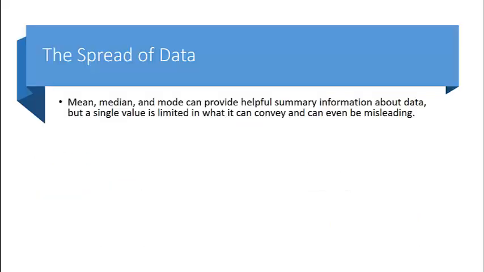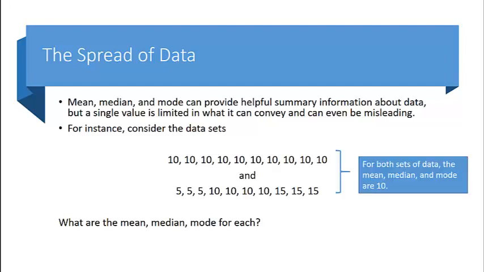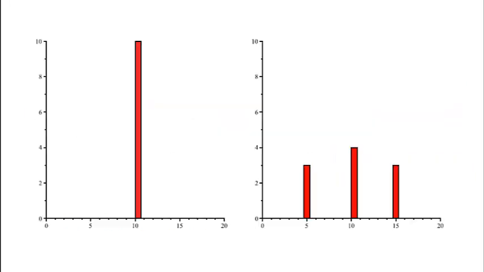Now, the mean, median, and mode can provide helpful summary information about data, but a single value is limited in what it can convey and can even be misleading. For instance, consider the two data sets that appear below. What are the mean, median, and mode for each? Well, a quick computation will show you that for both sets of data, the mean, median, and mode are all 10. However, one way to visualize these two data sets would be like this.